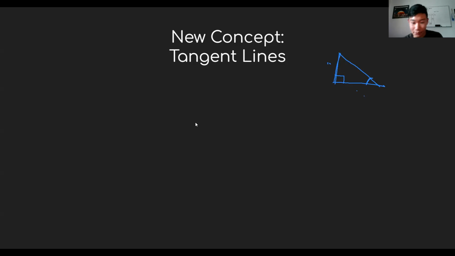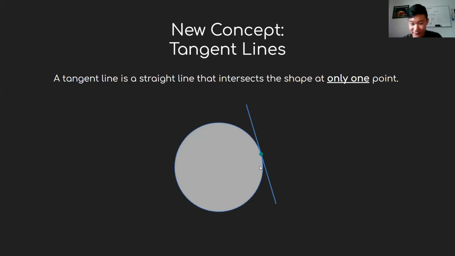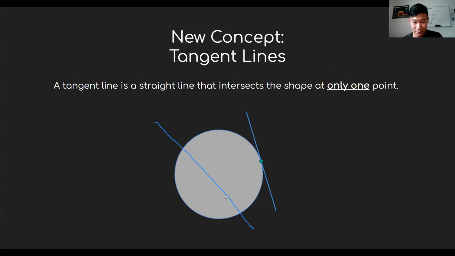So, pretty simple. If we have a circle here, we have a line, and this line is tangent only if it intersects at one point. And so obviously, this is a tangent line. Now, something like this line would not be tangent. Why? Because it intersects at 2 points. Something like this line wouldn't be tangent either because it doesn't intersect at all. So this line is the only tangent line.